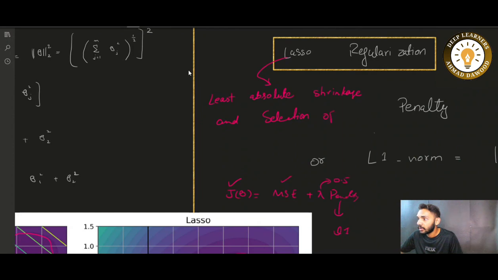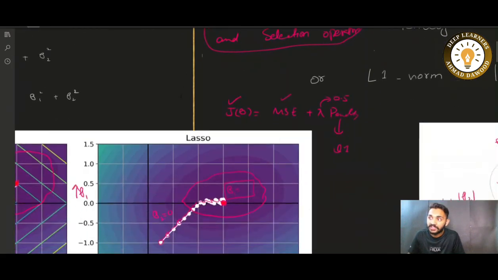Okay, on some books, the abbreviation of lasso is least absolute shrinkage and selection operator. It also works as a selection operator because it makes the parameter values equal to 0 for the less important features.